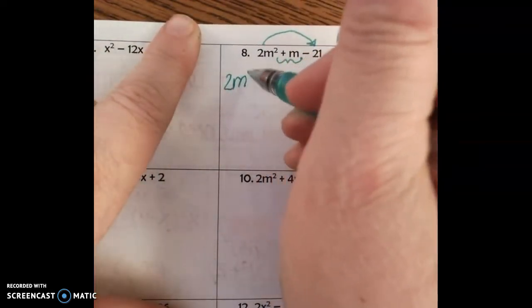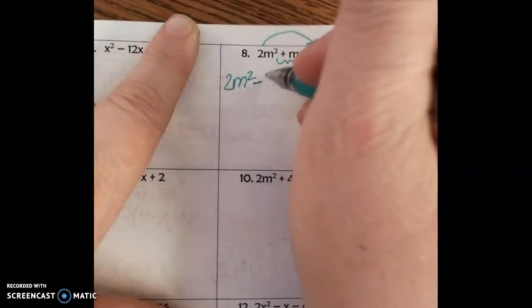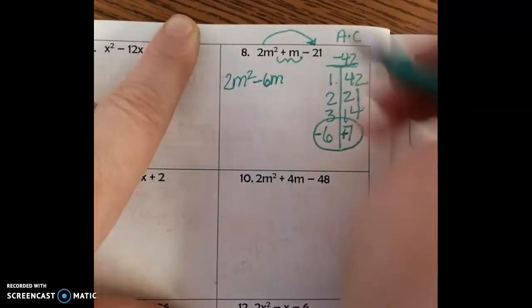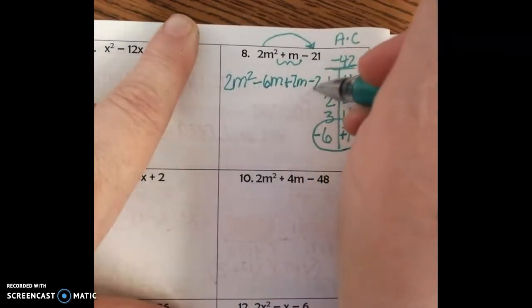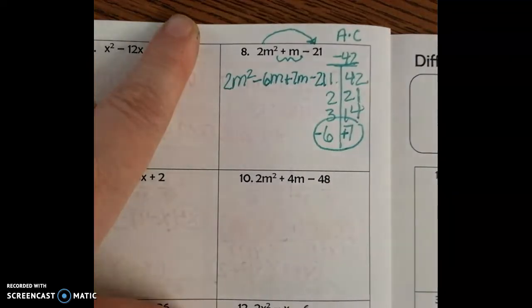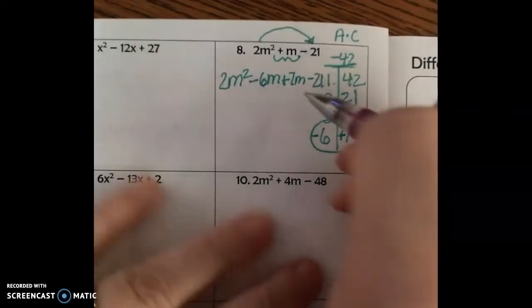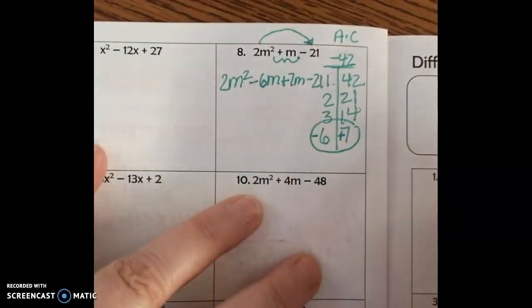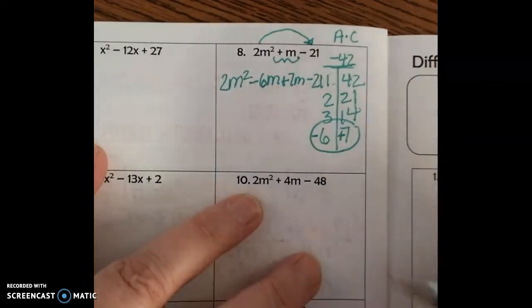So I have 2m squared. Now the order in which I do this does not matter. So I'm going to just go in the order I have them written. Minus 6m, that's plus 7, so plus 7m. And then minus 21. Okay, so now I have created 4 terms. I've not changed the value, I've just written it in a different form. It's an equivalent expression. Negative 6 plus 7 is positive 1, so it's not changed.